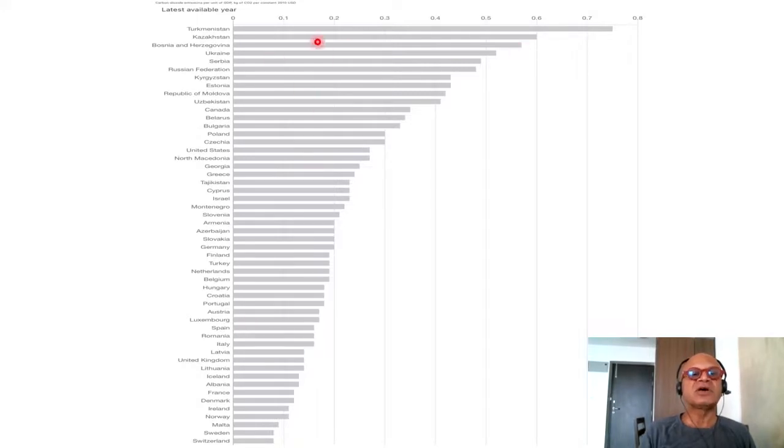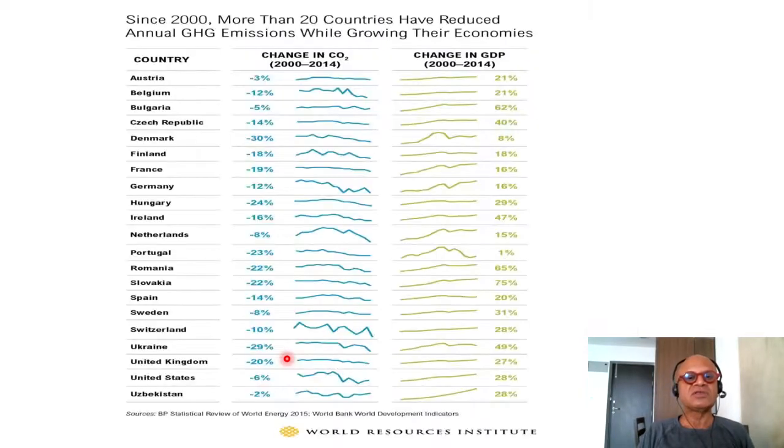So Turkmenistan, Kazakhstan, Bosnia Herzegovina, Ukraine, Serbia, and Russian Federation, they show up here, and then Germany is down here, US should be somewhere, United States is here, Austria, and then Switzerland, Malta, Norway, Ireland, France, they all show up in the bottom here. So this is a different ranking compared to CO2 emissions by countries.